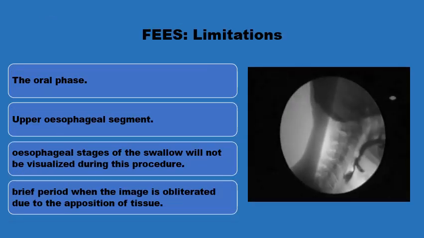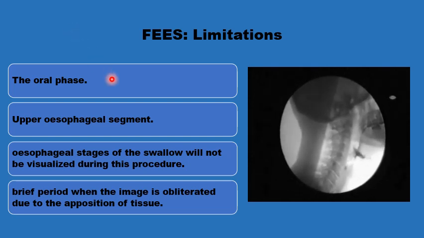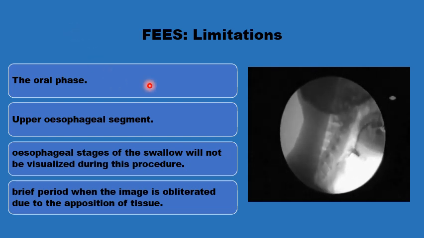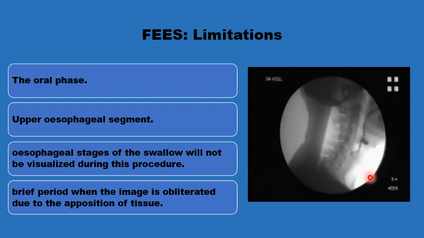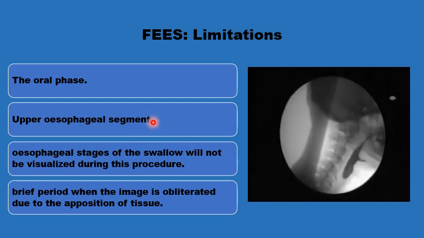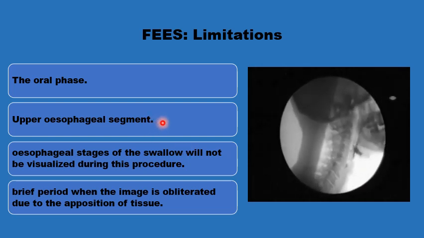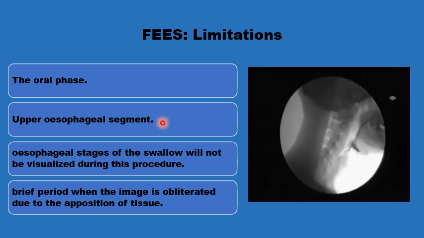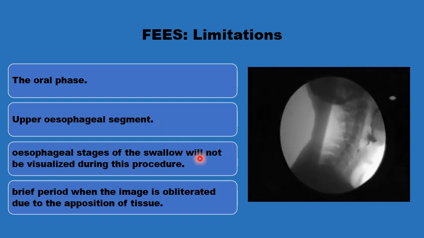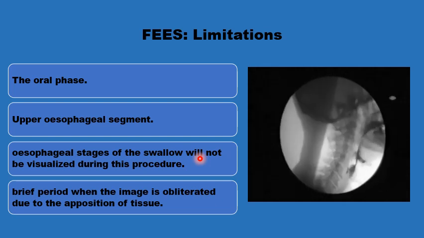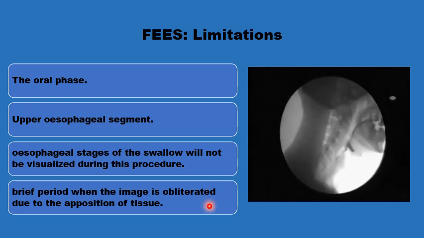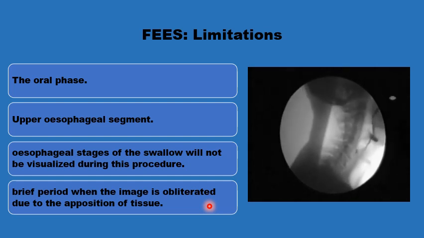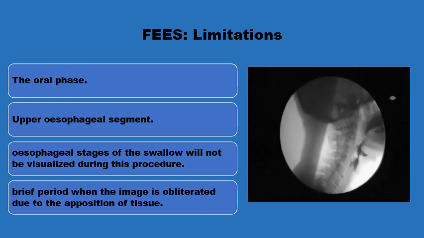Video endoscopy has limitations, including diagnosis of defects in the oral phase, which can only be diagnosed by video fluoroscopy, for example. The same applies to problems in the upper oesophageal segment. It's much better clarified by video fluoroscopy than video endoscopy, and the same for oesophageal abnormalities up to the lower end of the esophagus. There is also the problem of the whiteouts, this brief period when the image is obliterated due to the opposition of the tissues to the tip of the endoscope.